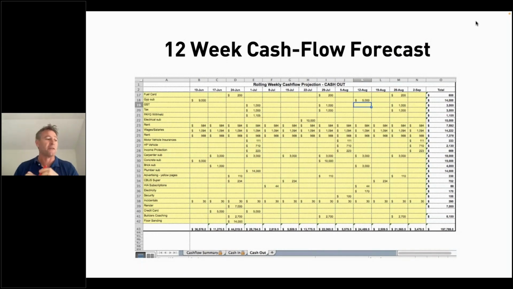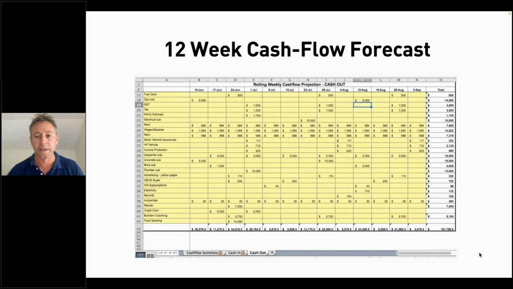This is just an example of a cash flow forecast. It's a 12-week cash flow forecast. That's what I highly recommend if you're going to forecast 12 months. I saw a 12-month one yesterday with one of my clients in Auckland. And unless you've got 12 months booked in, it's much better to have a 12-week cash flow forecast.